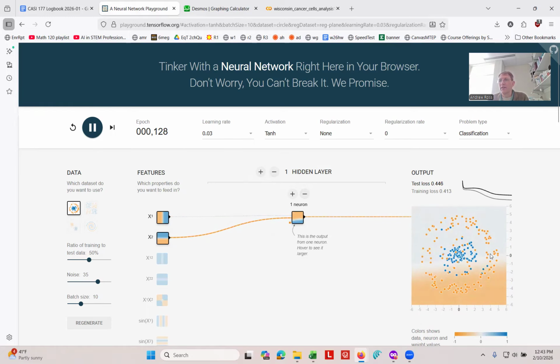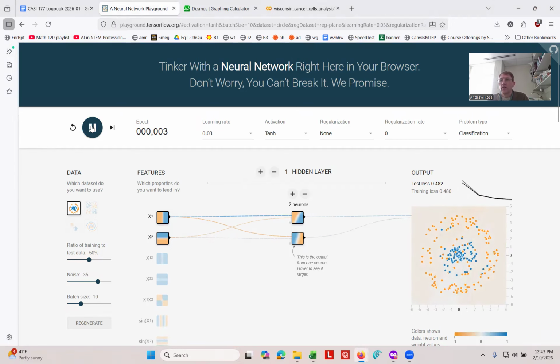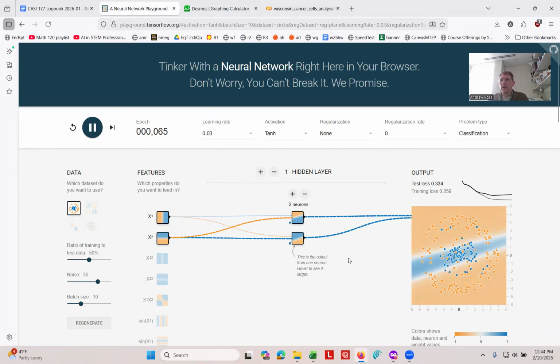And now we can at least see the dividing line it's trying to draw, but it's really not capturing the idea that one of these is within the other. We can see that the test loss is higher than the training loss. That's fairly typical. And it's just not doing a great job there. So we can stop it. Let's add another neuron there. So one hidden layer having two neurons, and we'll start it again. And now it can actually divide the plane into regions like above, middle, and below. But again, for this data set, that just doesn't make any sense.